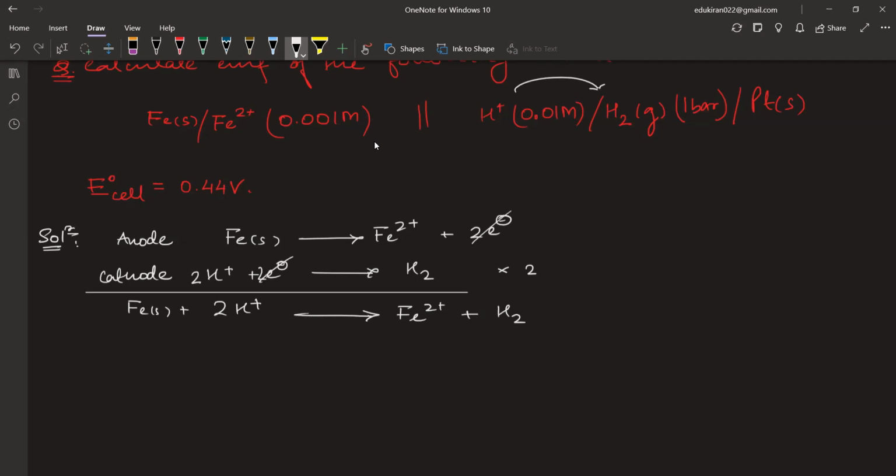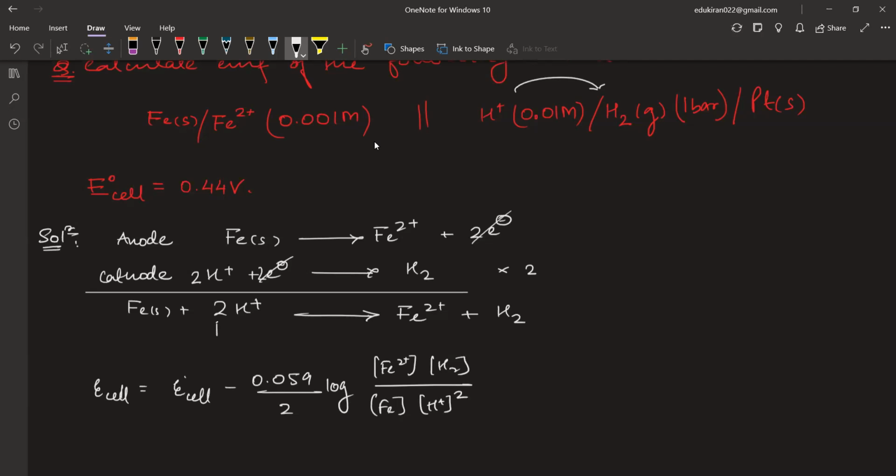Okay. Now, what will we write? We will write the Nernst equation. What is the Nernst equation? E cell is equal to E naught cell minus 0.059. At 25 degrees Celsius, it is 0.059 divided by 2, log of the concentration of product, which is Fe2+ into the concentration of H2, divided by the concentration of Fe solid into the concentration of H+ squared, right? Why squared? Because we have the term 2 here. Okay, so let me see.